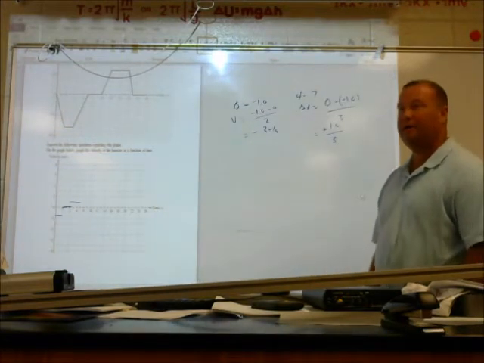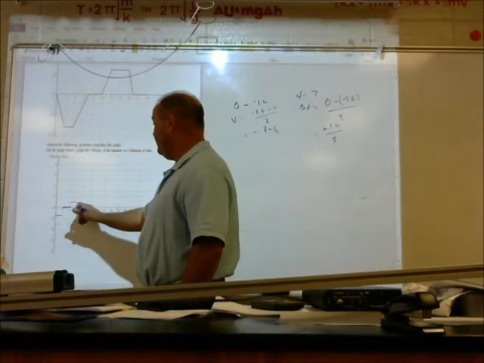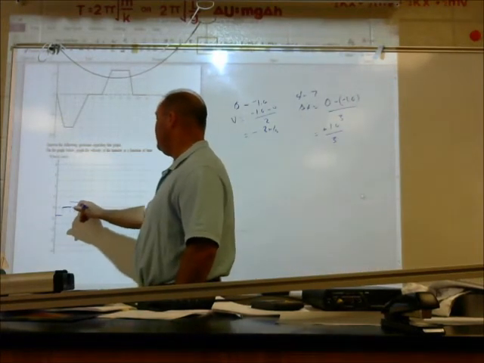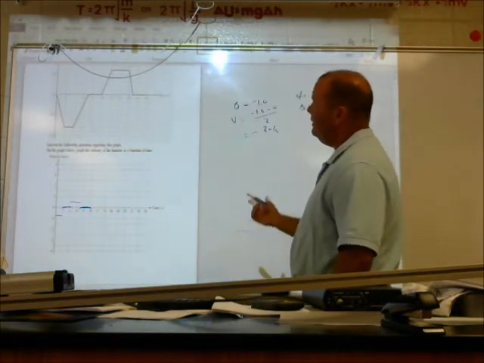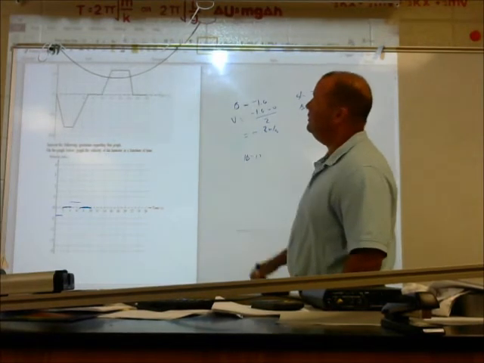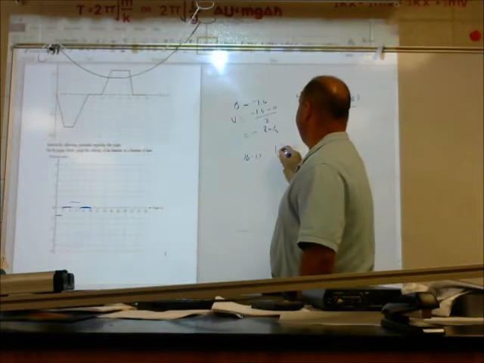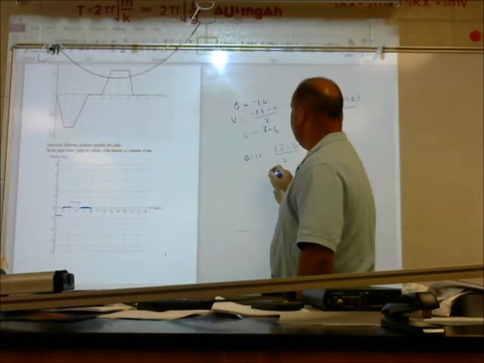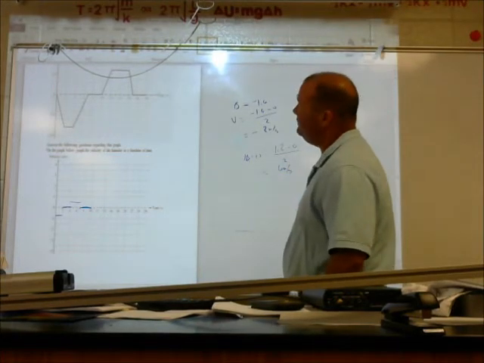Everybody good there? Then from 7 to 10, my velocity is 0. Right, from 10 to 12, my position goes from 1.2 minus 0 over 2, or 0.6 meters per second. Is that right?